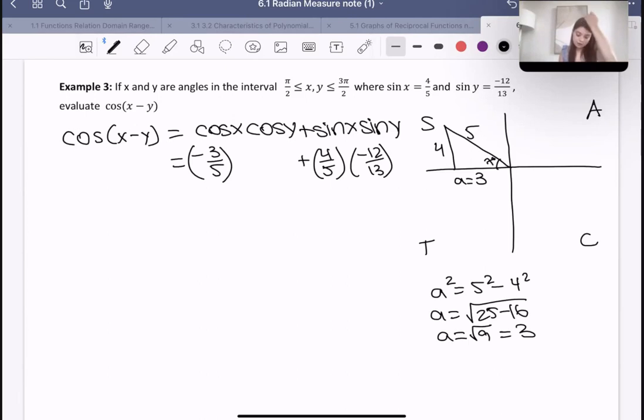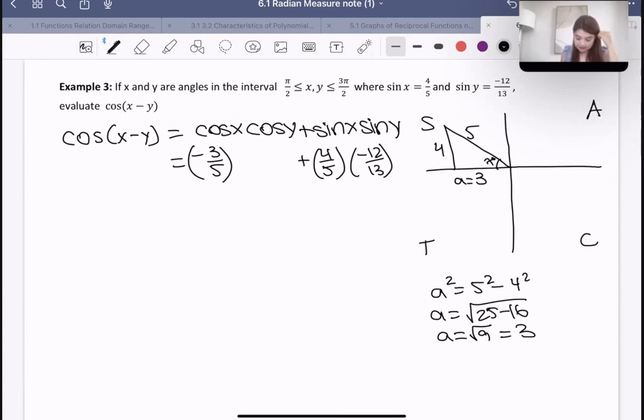Now, what about cosine of y? Well, what's y? Sine y is negative 12 over 13. Now, we know that it must be somewhere where sine is negative, so it can't be quadrant 1 or quadrant 2.